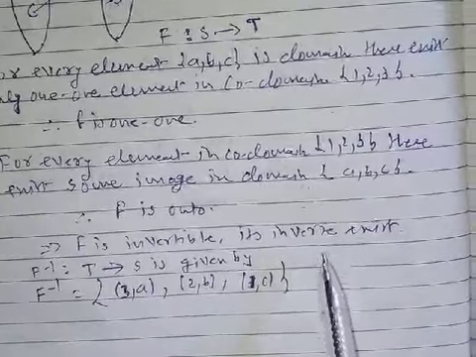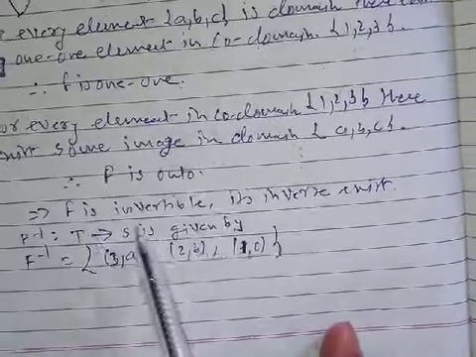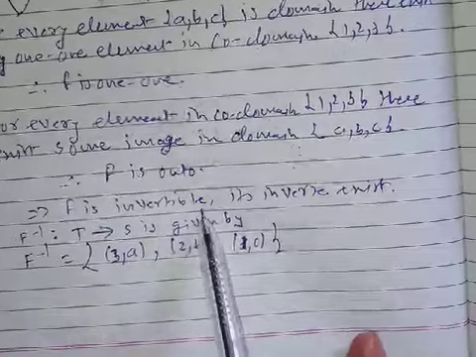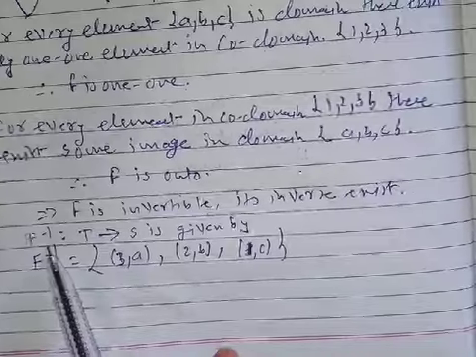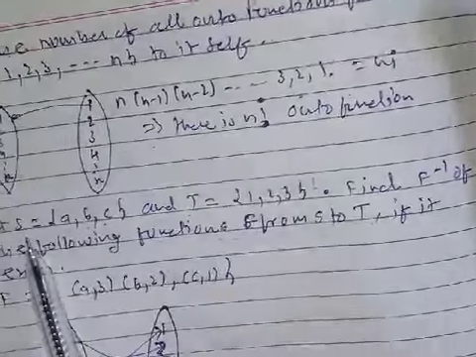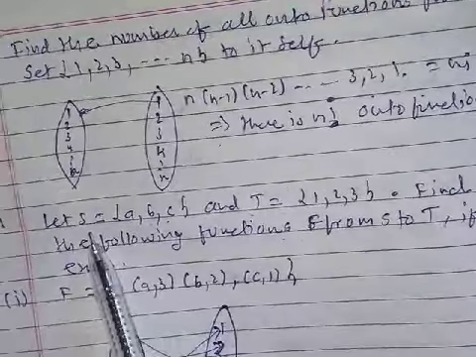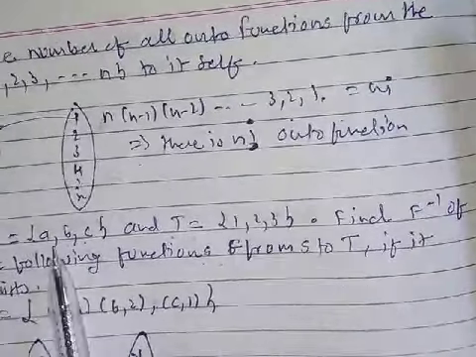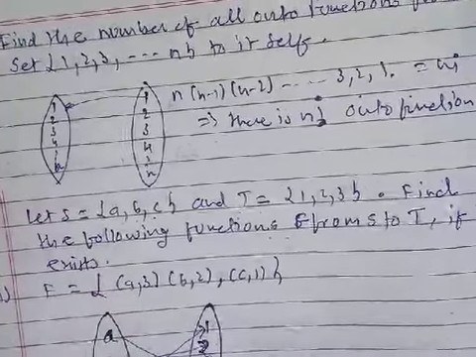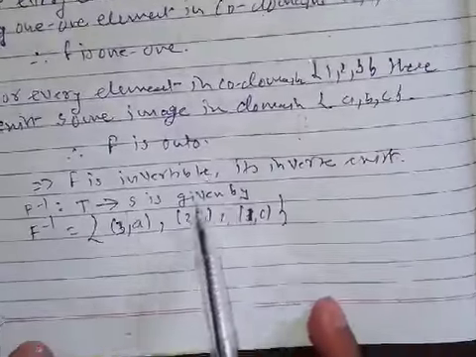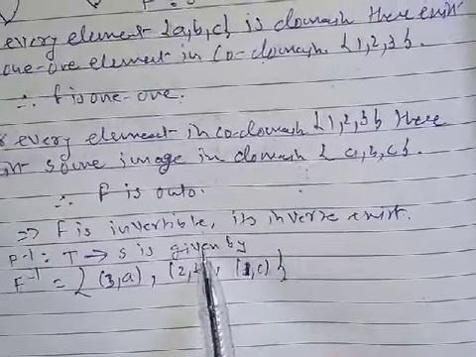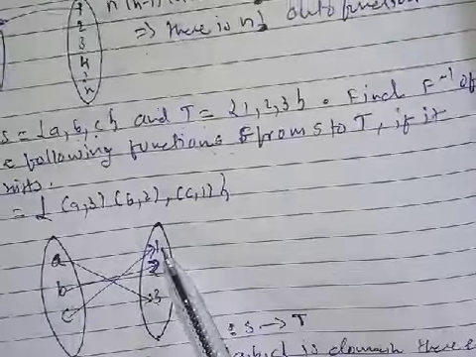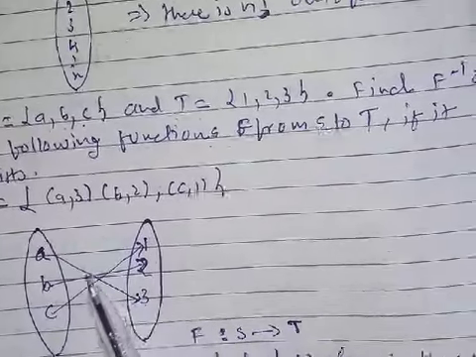Now what we have to find? We have to find the inverse of it. Therefore F is invertible and its inverse exists. Now F inverse is what? F inverse is from T to S. What is T? 1, 2, 3. What is S? A, B, C. So F inverse is from T to S.